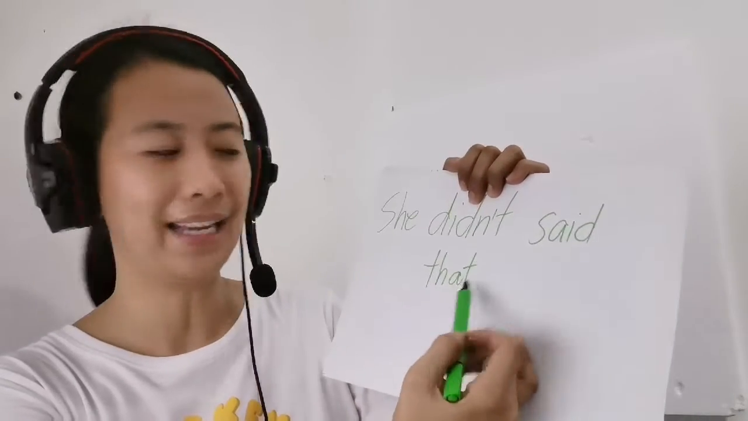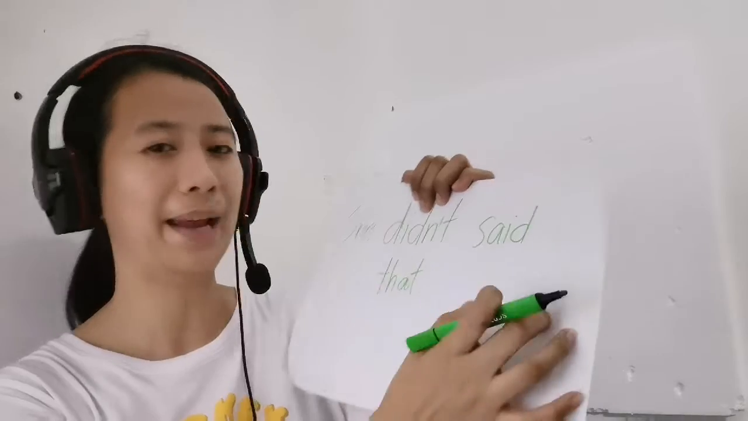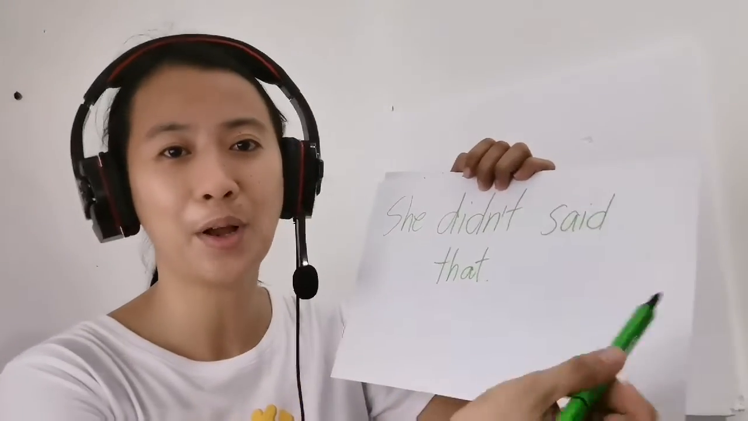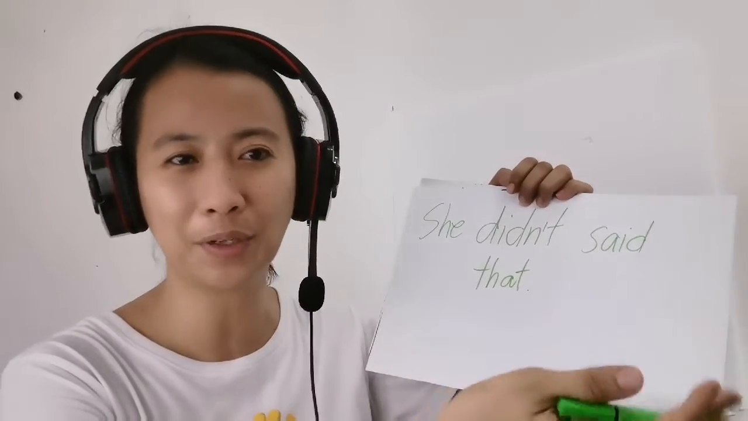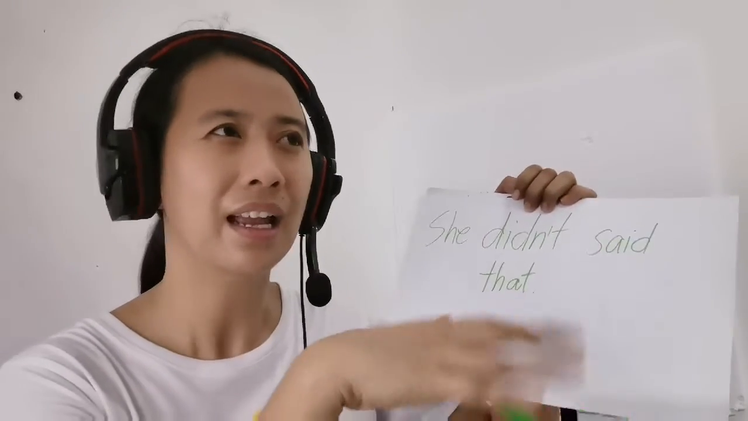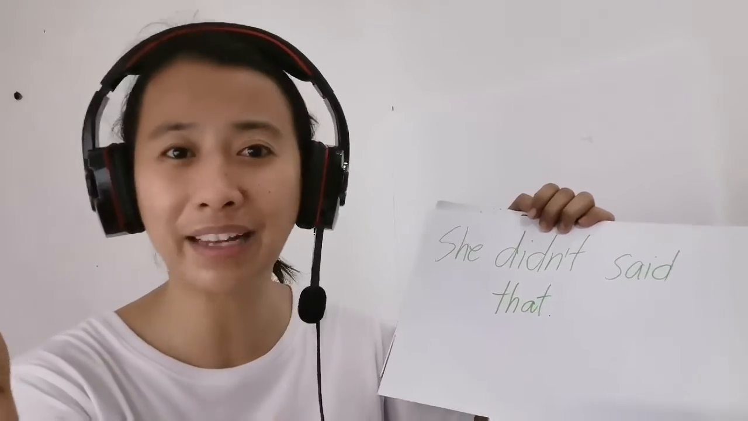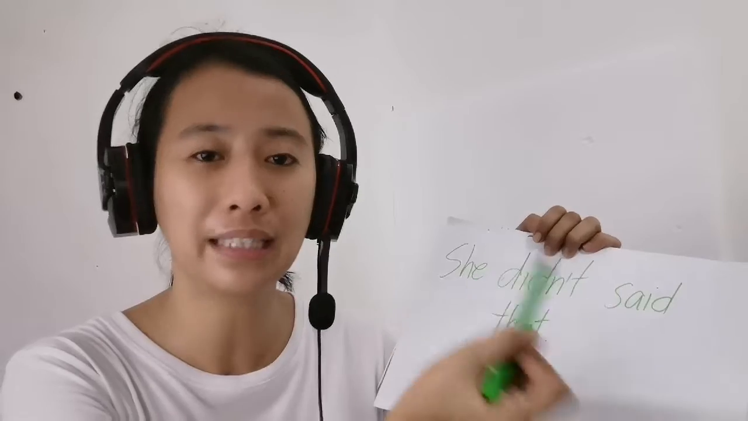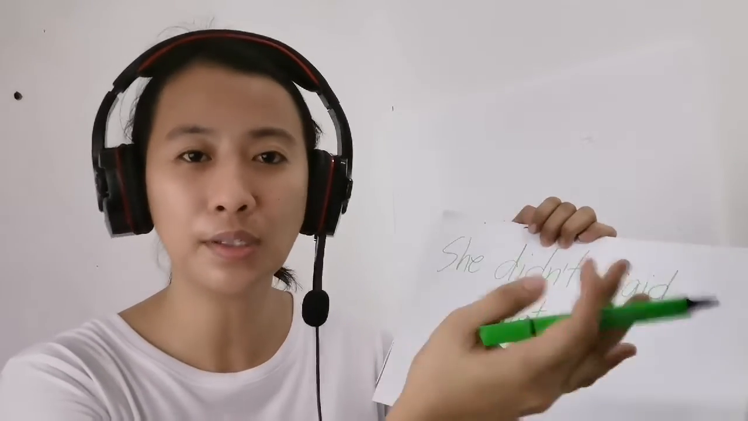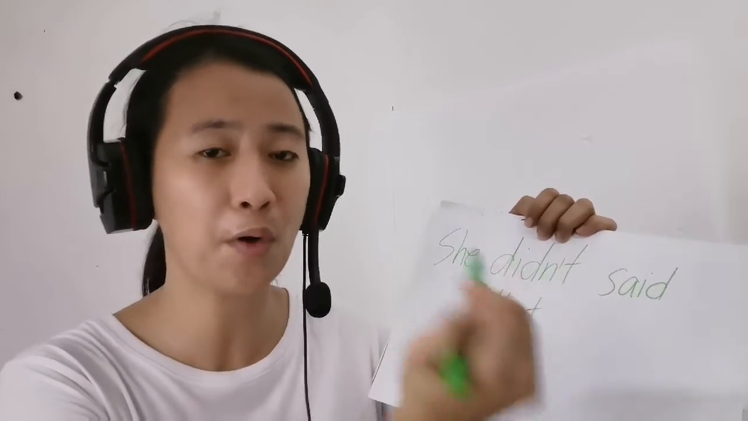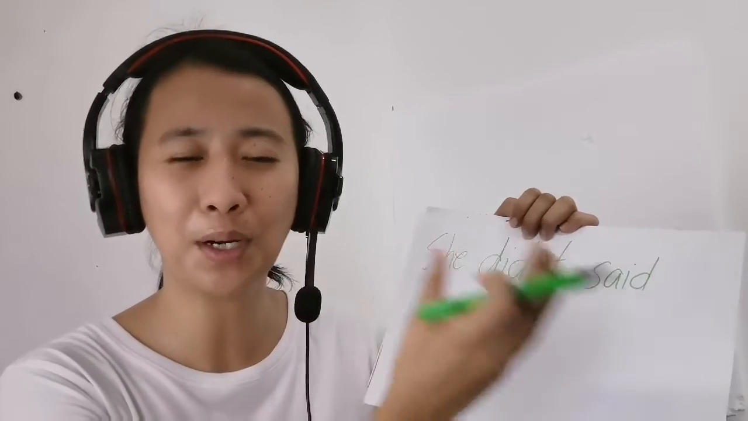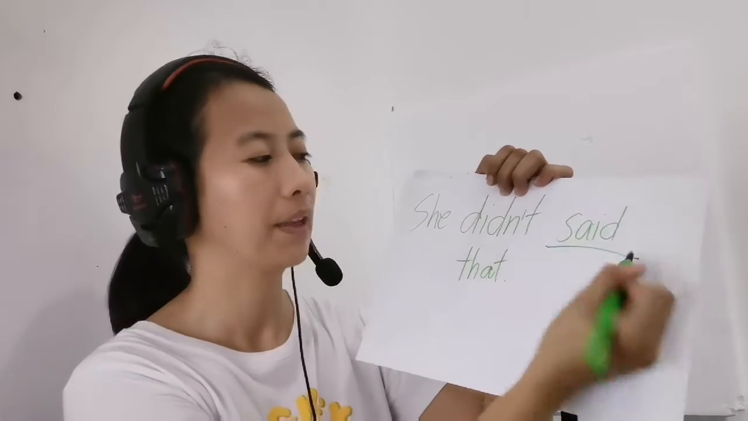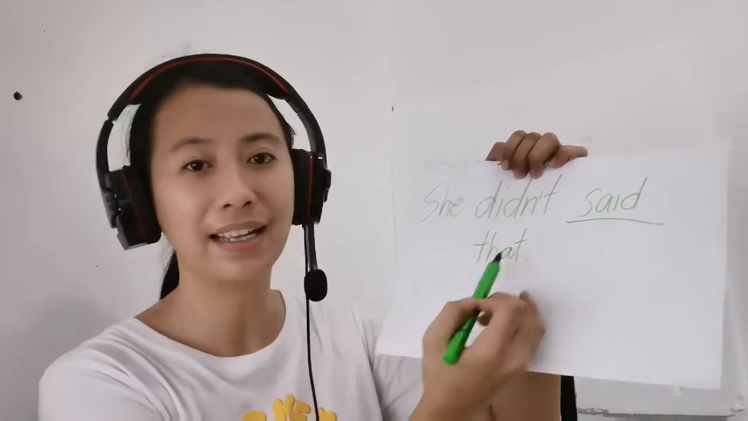"She didn't said that." I did not put a time expression, but let's say that this is really in the past tense. Why is this wrong? This may sound right for others. It may sound right that she didn't said that. It seems right, but it's grammatically wrong. Why? Let's go back to my first tip that do, does, and did are used together with an action word in its base form. That means in its simplest form, no S and not even in its past tense. So what is the action word here? It's "said." "She didn't said that."